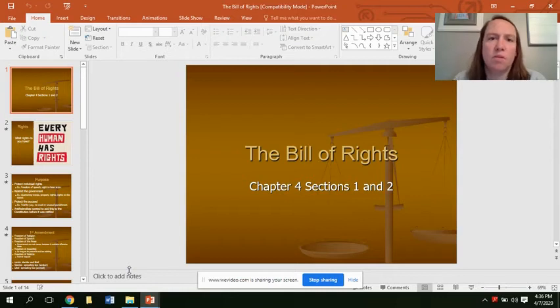Here, and I'm going through the first PowerPoint. So what we're going to be doing this week is doing the amendments, and there are 27 amendments total. So there's two PowerPoints or two Google Slides, whichever you want to open to use. One is on amendments 1 through 10, and one is on 11 through 27. So I'm doing 1 through 10 first.